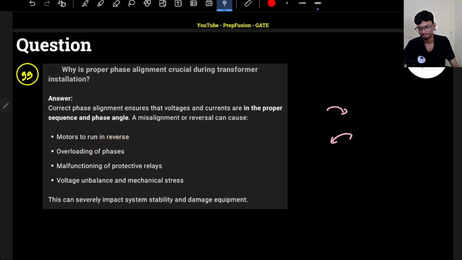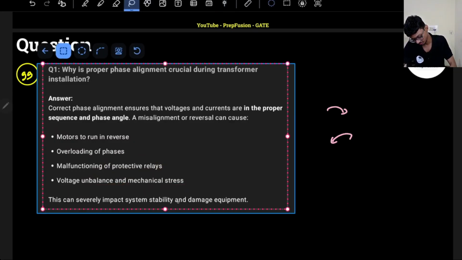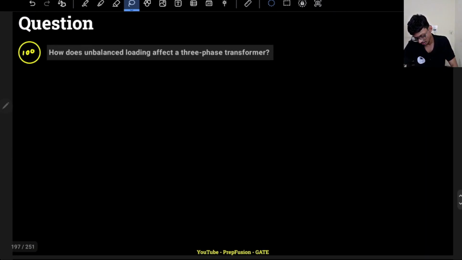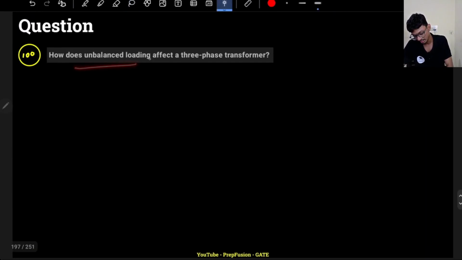Then we have malfunctioning of protective relays, voltage unbalance and mechanical stress. These are theoretical points that you should go through. Actually this was not supposed to be here, this was supposed to be on the next page. Okay, now how does unbalanced loading affect a three-phase transformer?